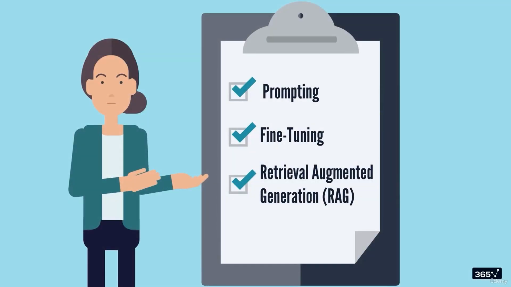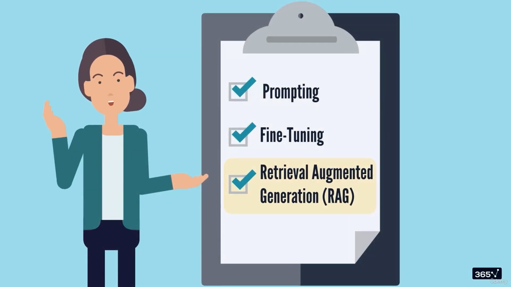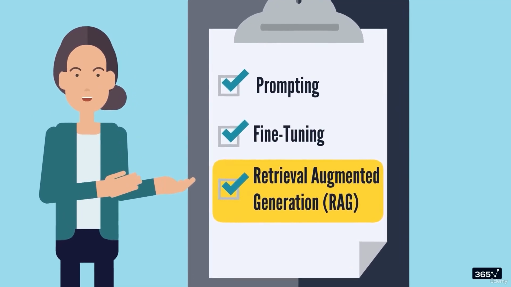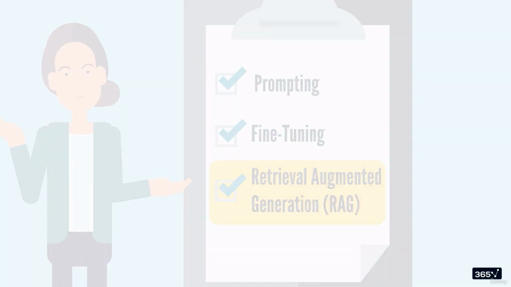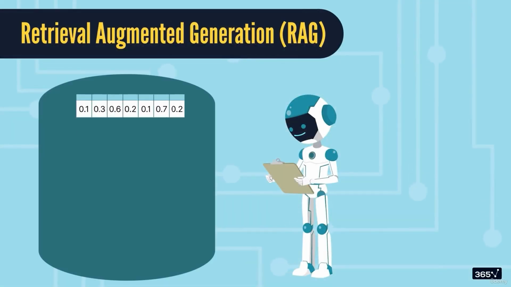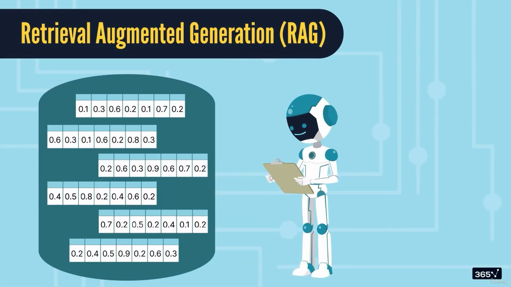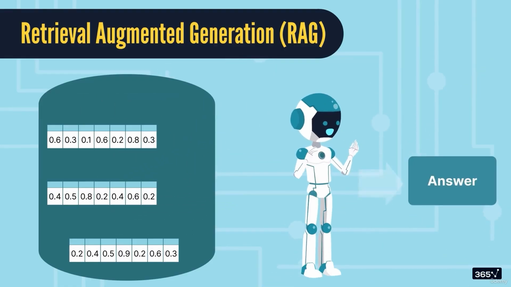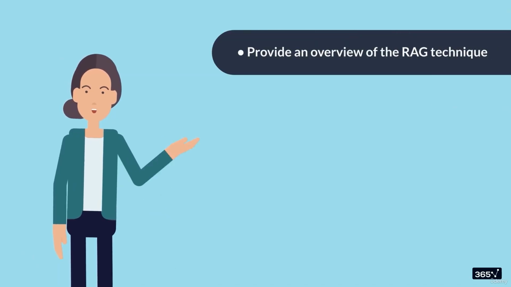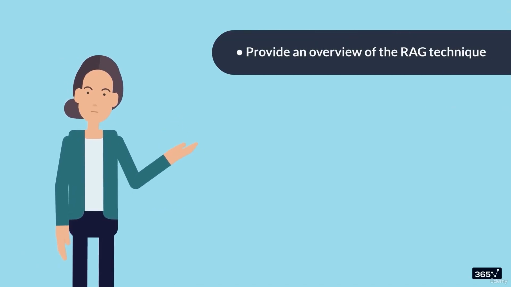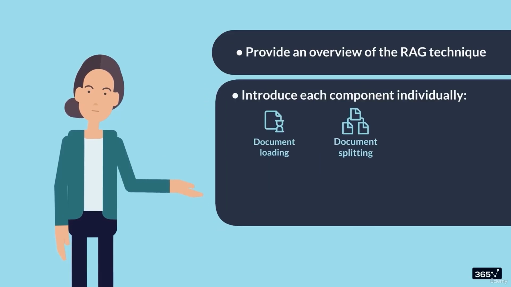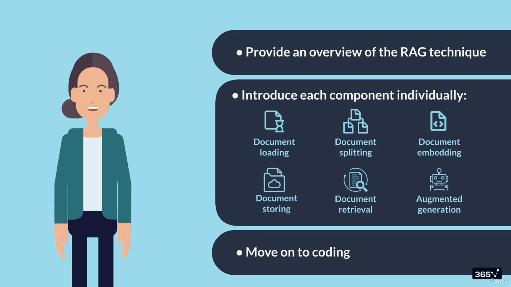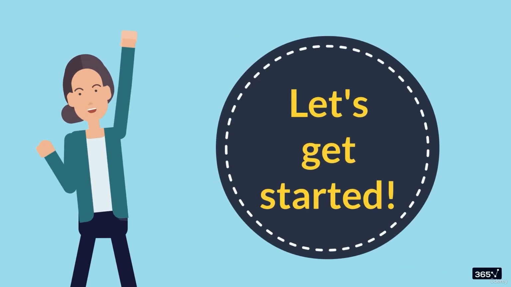Instead, our focus in this section will be on the third technique for combining a model with custom data: Retrieval Augmented Generation, or RAG for short. This is an approach whereby we keep large amounts of embedded data inside a database and retrieve only the portion necessary for answering the specific user question. Throughout the rest of this section, we'll provide an overview of the Retrieval Augmented Generation technique, introduce each of its components, and then move on to the intriguing bit, coding. There's a lot to cover, so hold on tight and let's jump straight in.